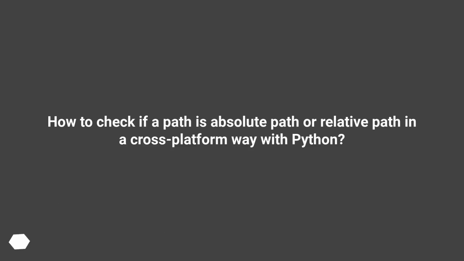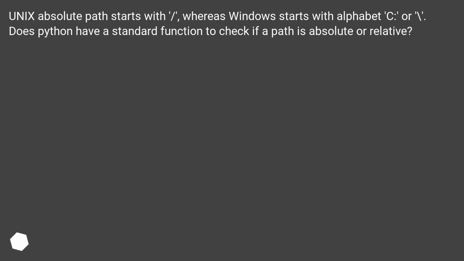How to check if a path is absolute or relative in a cross-platform way with Python. A Unix absolute path starts with /, whereas Windows starts with a letter like C, or \. Does Python have a standard function to check if a path is absolute or relative?